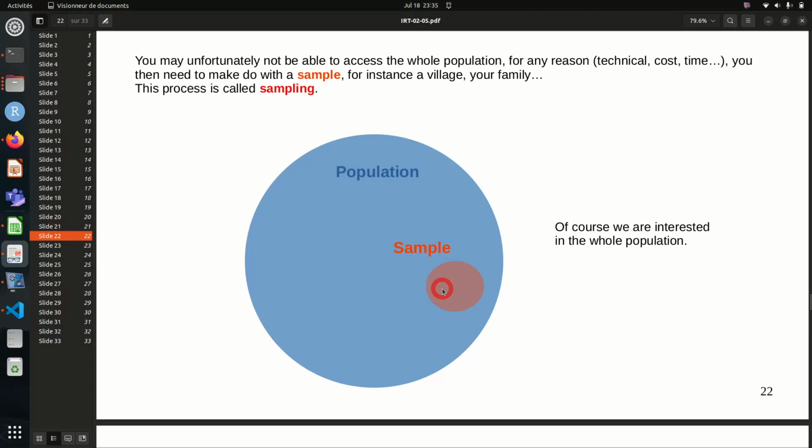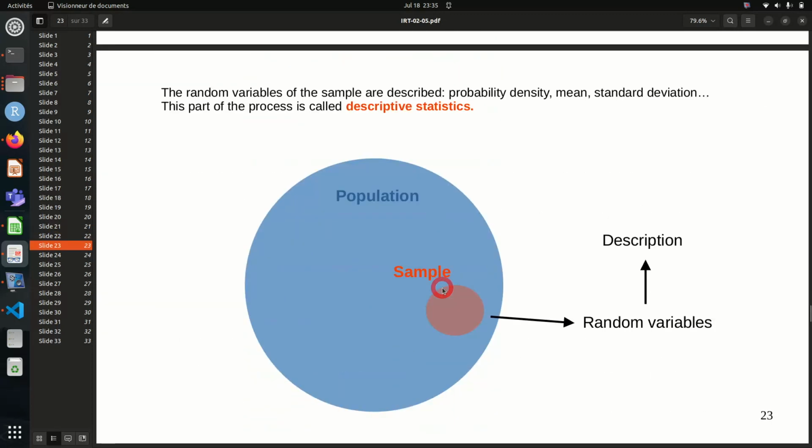And there is in fact a whole question, a whole chapter dedicated to this sampling. So this process is called sampling. It can be, for instance, just one village, or maybe just a street, or your family. And once we have this sample, we can measure it, because we know that we can go in this village, we can, for instance, measure the people, count the houses, and so we can start to describe random variables.